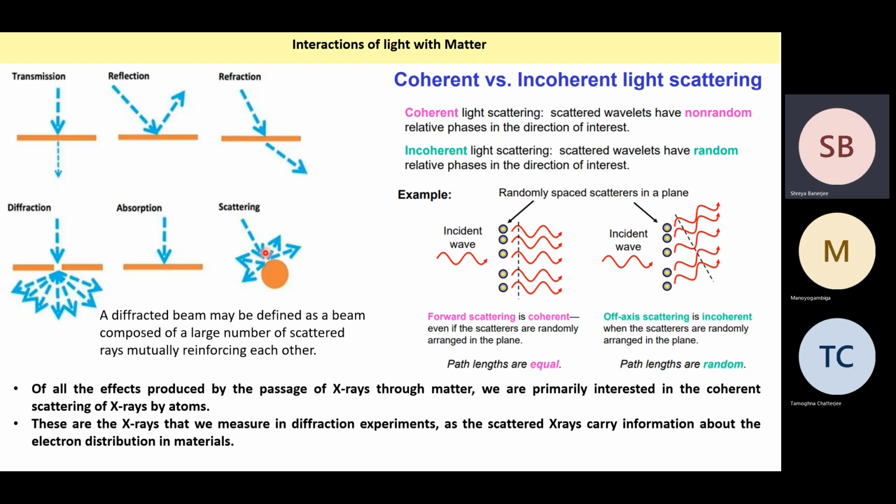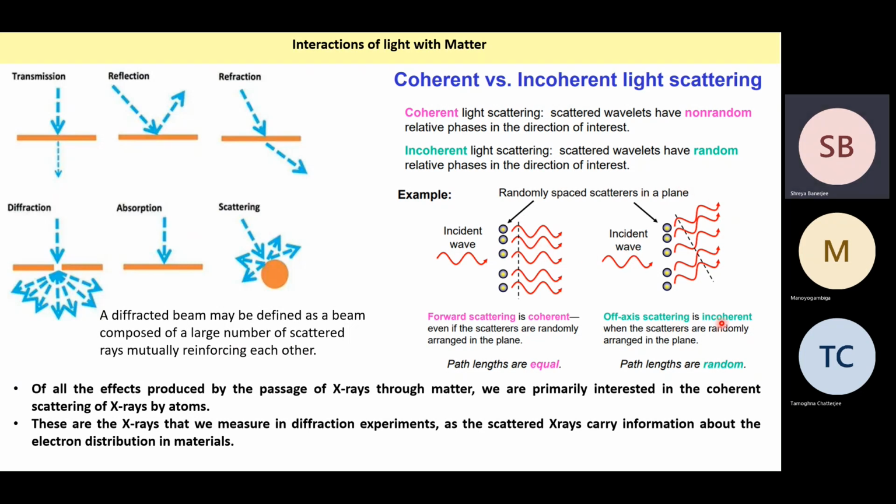So basically, scattering is random, but in diffraction, these scattered rays can constructively interfere with each other and form an intense diffraction pattern. Even scattering can be divided into two types, coherent and incoherent scattering. In coherent scattering, the scattered wavelets have non-random relative phases in the direction of interest. So basically, even if your scatterers are randomly arranged, the scattered wavelets are all interfering constructively.